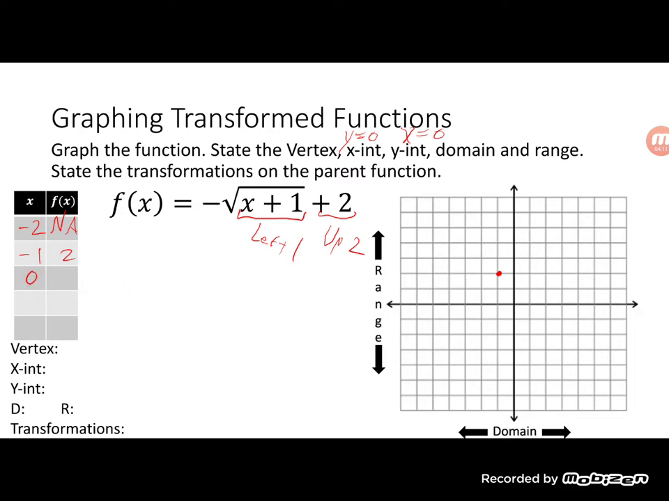So we're going to plug in 0. We see that when we plug in 0, that's going to make the square root of 1. Square root of 1 is just 1. With a negative on it is a negative 1. Plus 2 brings us to positive 1. Okay?